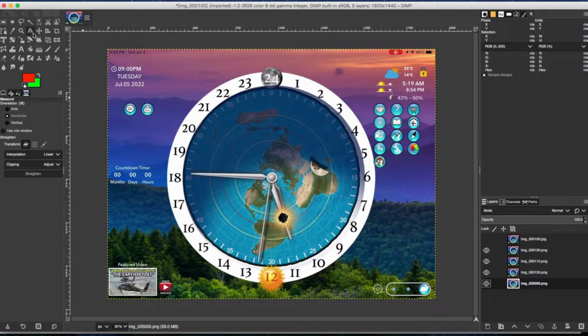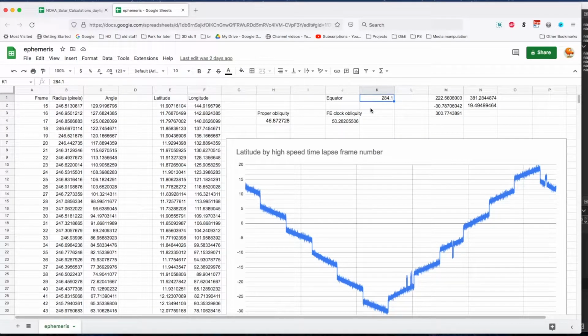So if I use the measure tool in GIMP and I measure the radius from the North Pole to the equator, I'm going to get about 280-some pixels, but it's easier to measure the diameter, which is going to be 568-ish pixels. When I took my time to measure it, I got 284.1, which would have been the radius. Multiply that by 2, that would have been 568.2 pixels.